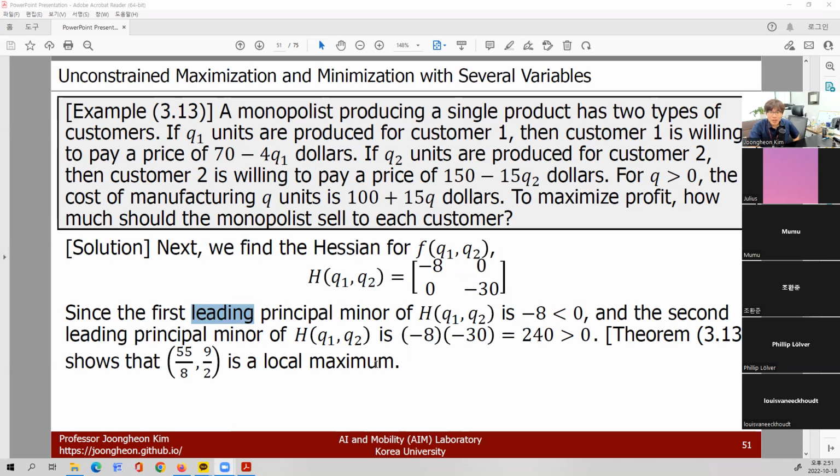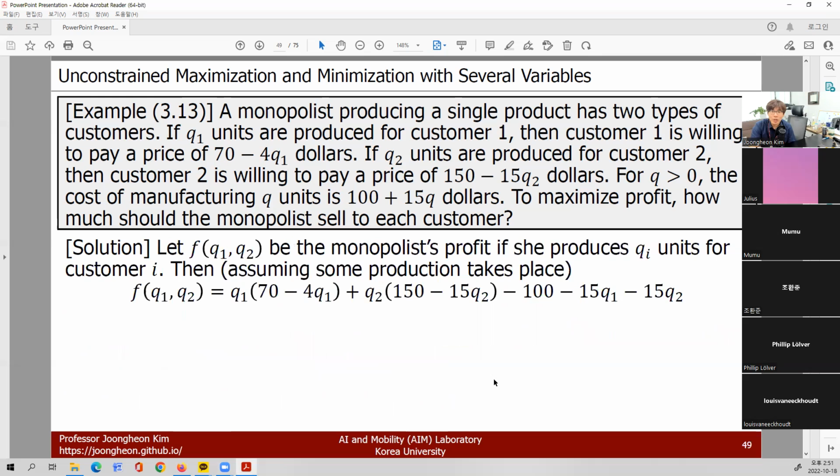And then here, what is the second leading principal minor? This is just a 2x2 matrix. That's why you just take the determinant, and you only have one element in the second principal minor. That's why the second leading principal minor is only one. You just take the determinant and that's it, right? So here, your first leading principal minor is negative. Your second leading principal minor is positive, right?